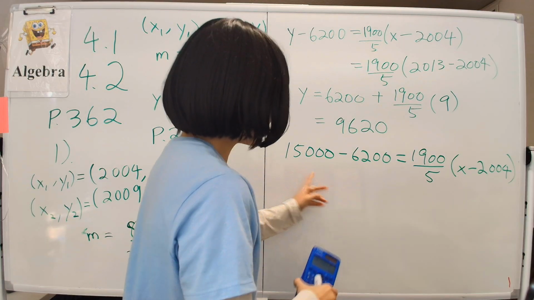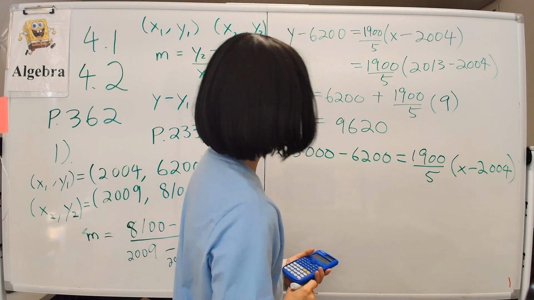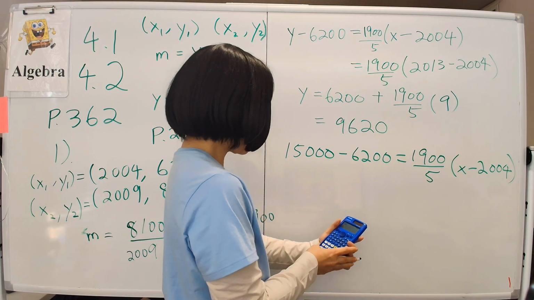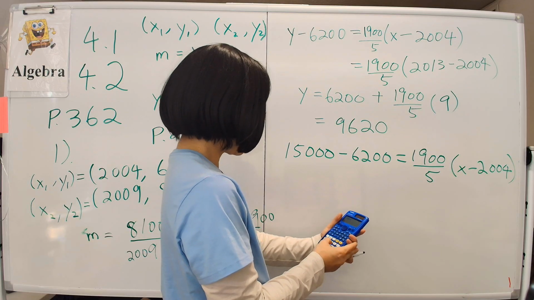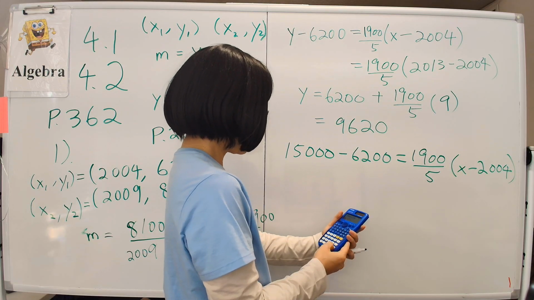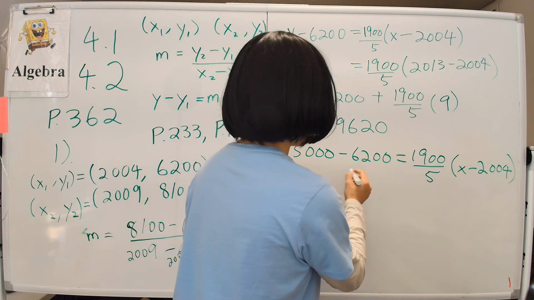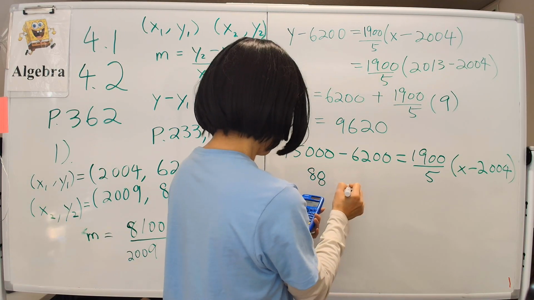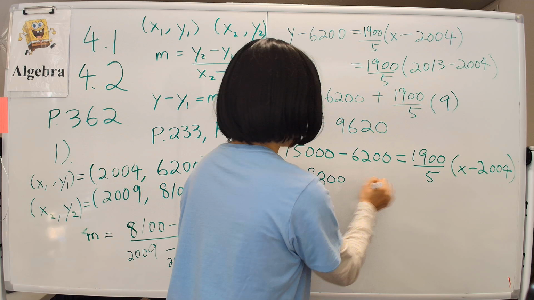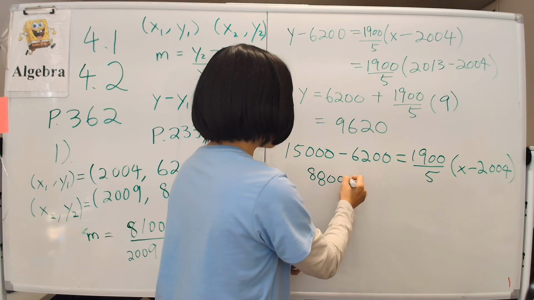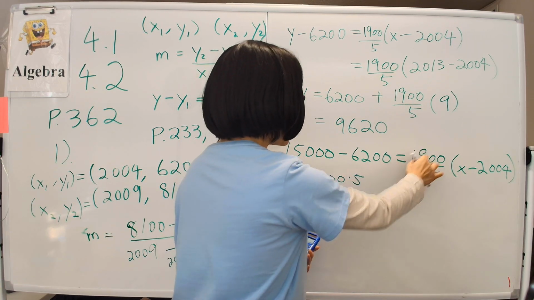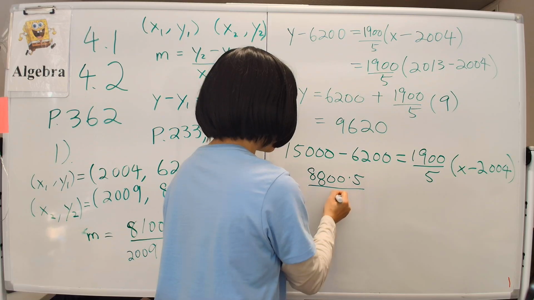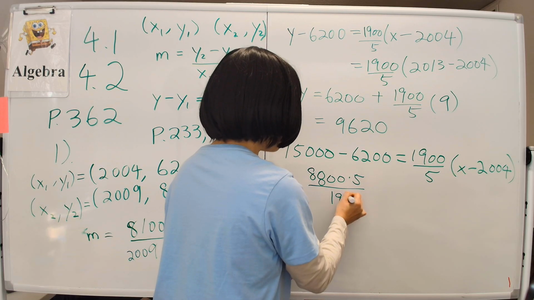Well, being that this is kind of a big number, let's do this. So 15,000 minus 6200 is 8800, okay? We'll move the 5 across, that becomes multiply, and move the 1900 down, that becomes divide, okay? Be sure you know how to do this.